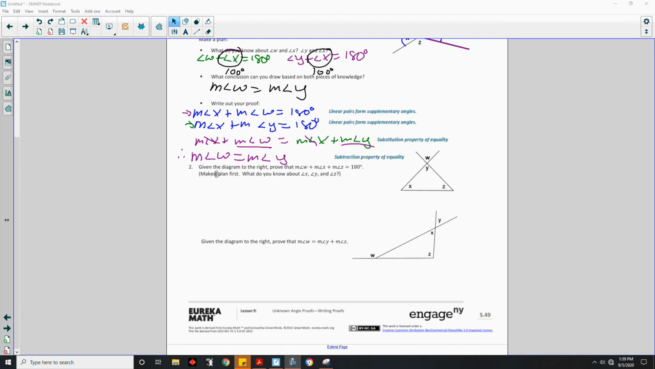Okay, number 2 says, given the diagram to the right, prove that the measure of angle W plus the measure of angle X plus the measure of angle Z equals 180 degrees. Make a plan first. What do you know about angles X, Y, and Z? So they give you a hint.